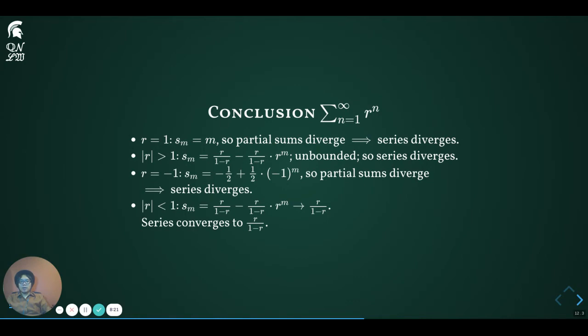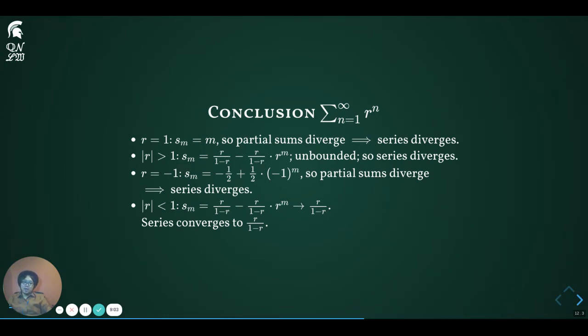When r is larger than 1 in absolute value, we write S sub m equals r over 1 minus r minus r over 1 minus r times r to the power m. The first term is a constant independent of m, so it's harmless when we take the limit in m. The main part that is involved is the expression r to the power m. When r in absolute value is greater than 1, r to the power m grows unboundedly. And so the sequence of partial sums diverges, and so the series diverges.